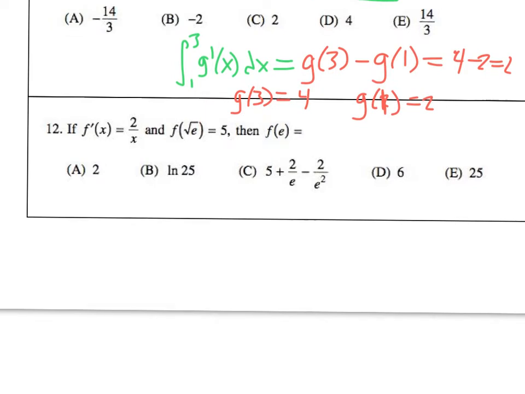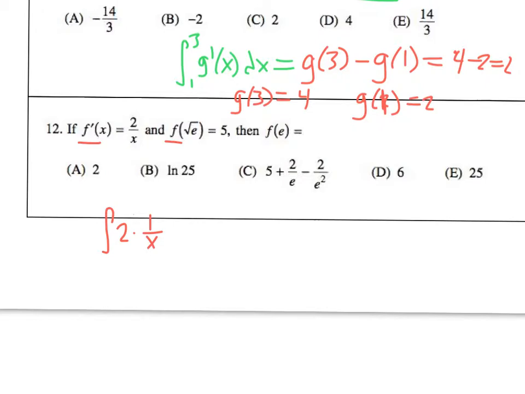For number 12, because 20 and then 12 makes sense, we've got f prime of x equals 2 over x, and f of the square root of e equals 5. Okay, going from f prime to f means we're doing an antiderivative, and we're going from 2 over x, which I'm going to rewrite as something else. I'm going to write that as 2 times 1 over x.